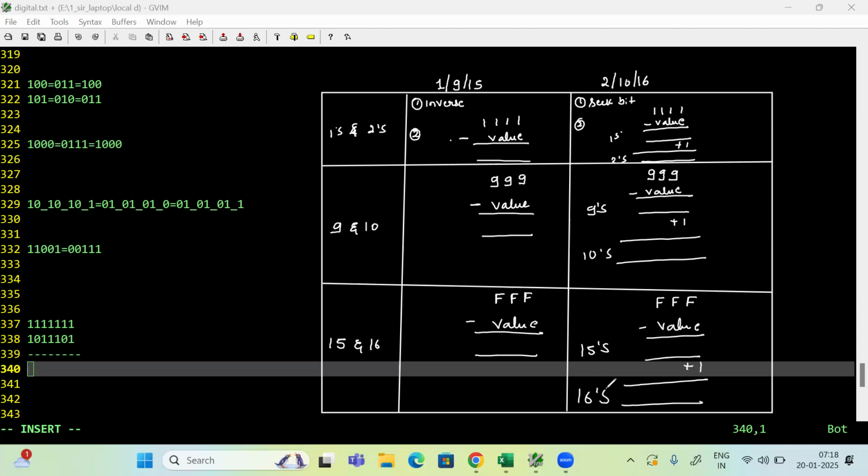Is it clear? So note down this table properly, because it will help you to solve questions. Now next, whatever the question is, without the table you cannot do it. See what is the question? I'll give you an example: 456 in 9th complement is equal to what in 15th complement?